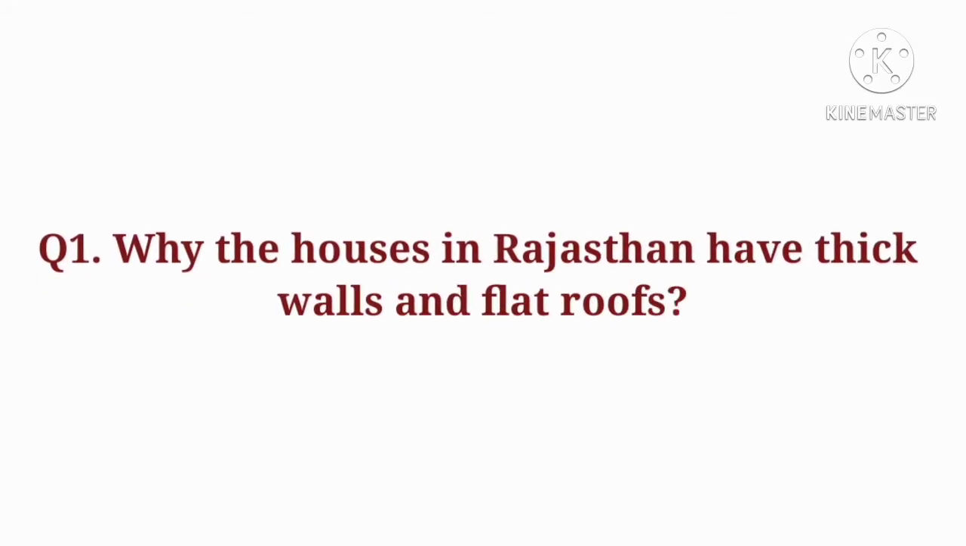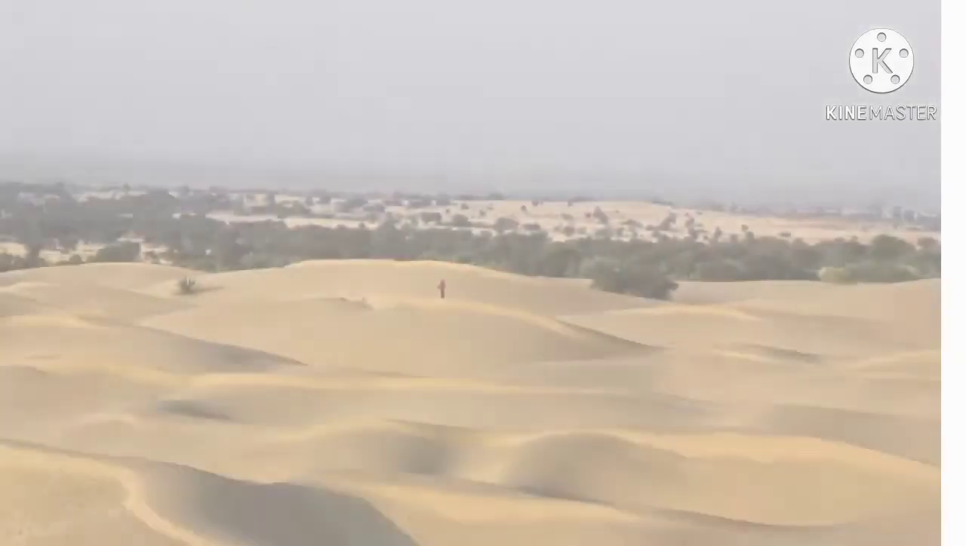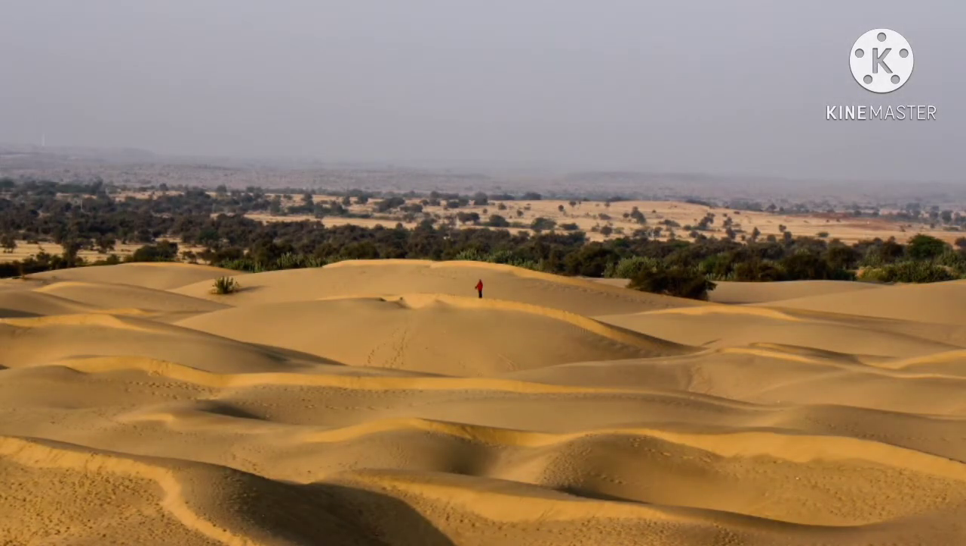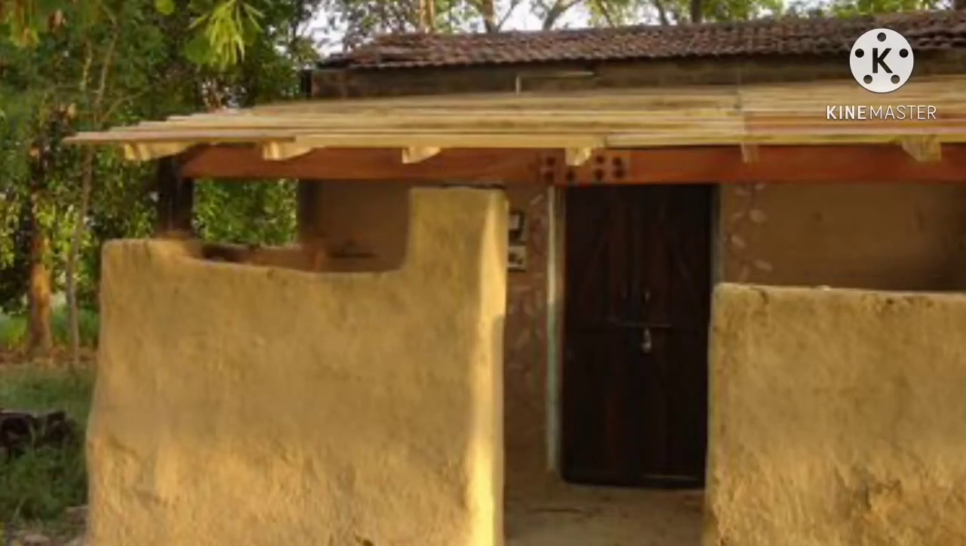Why do the houses in Rajasthan have thick walls and flat roofs? Dear students, we know that Rajasthan is very hot and receives very little rainfall. So the houses have thick walls and flat roofs. This is because the thick walls prevent the heat from entering the houses, while the flat roofs help to retain the little water that has been collected during rainfall.